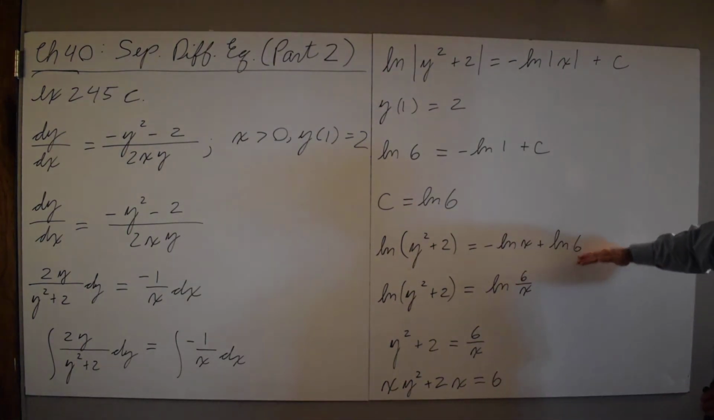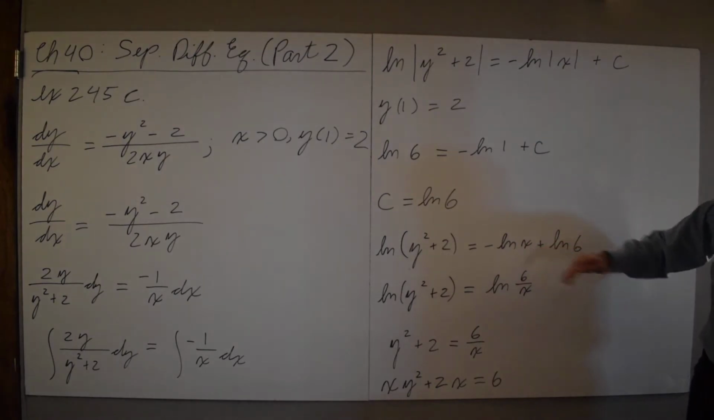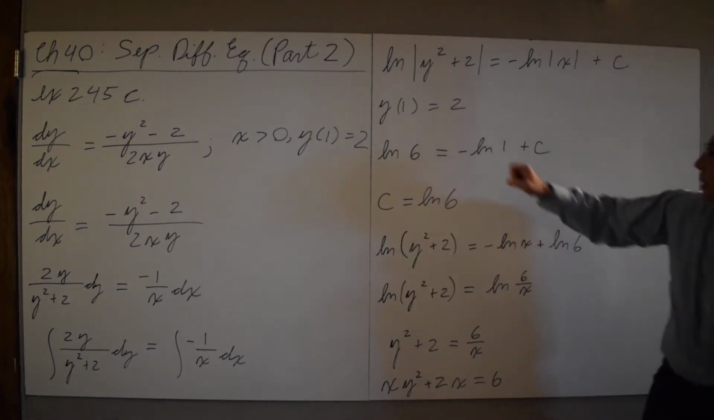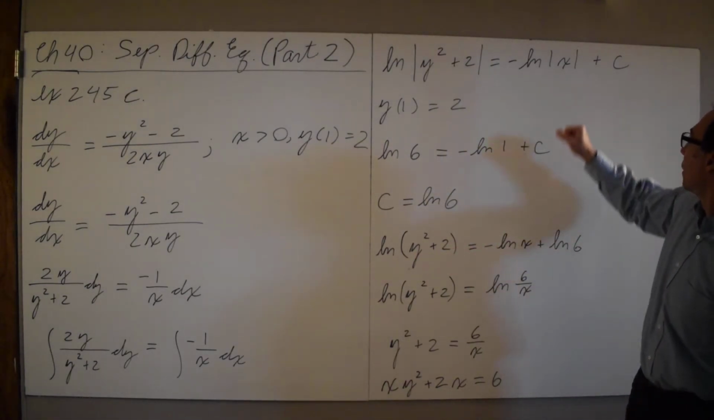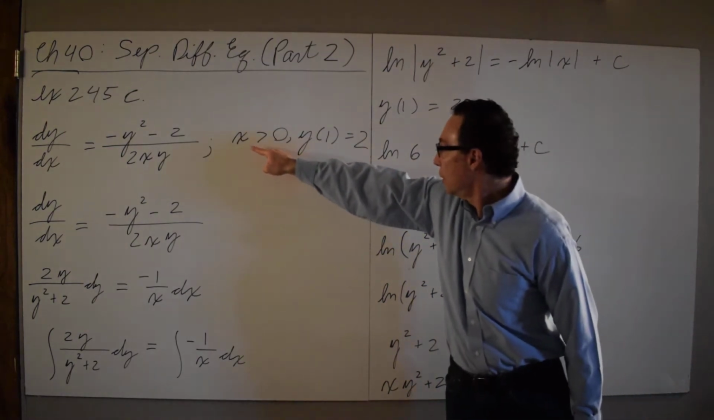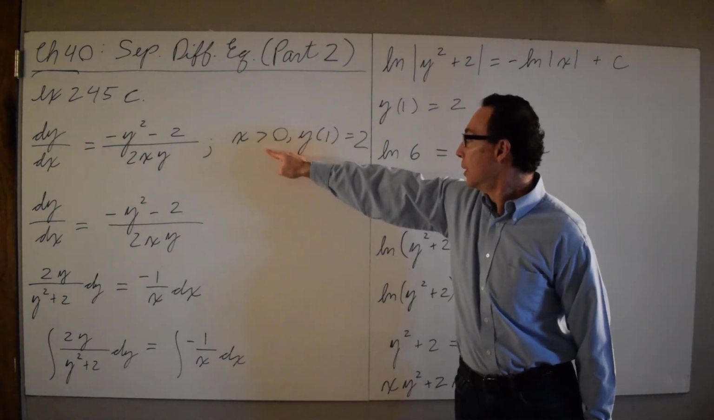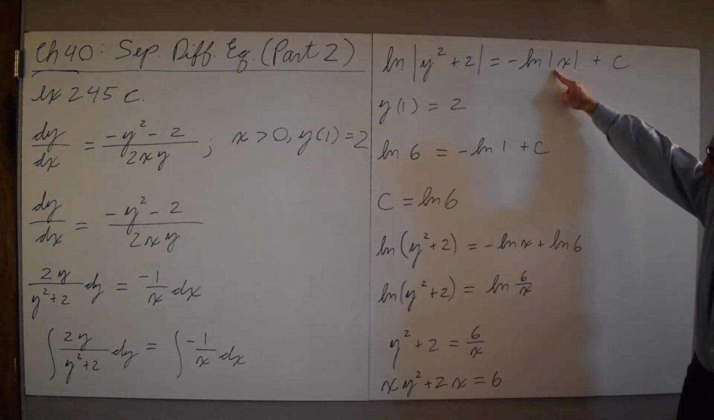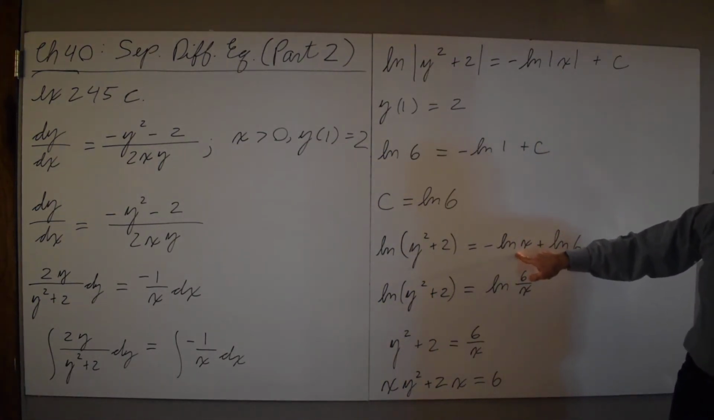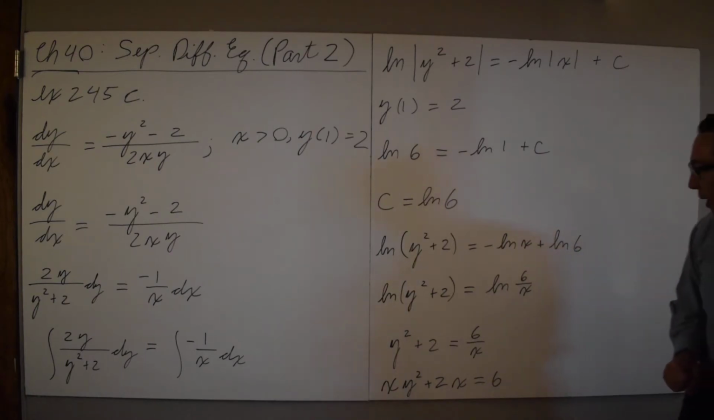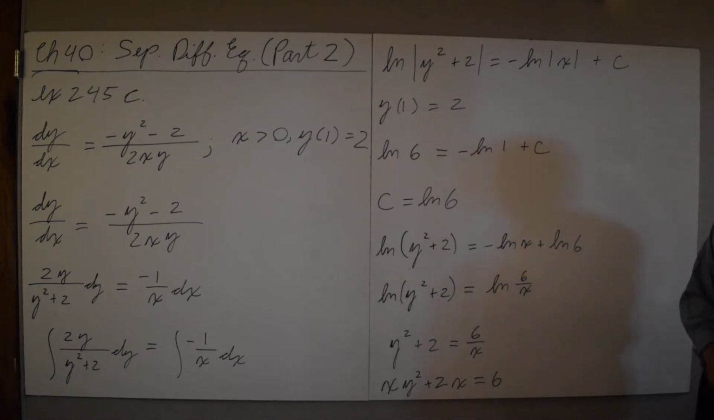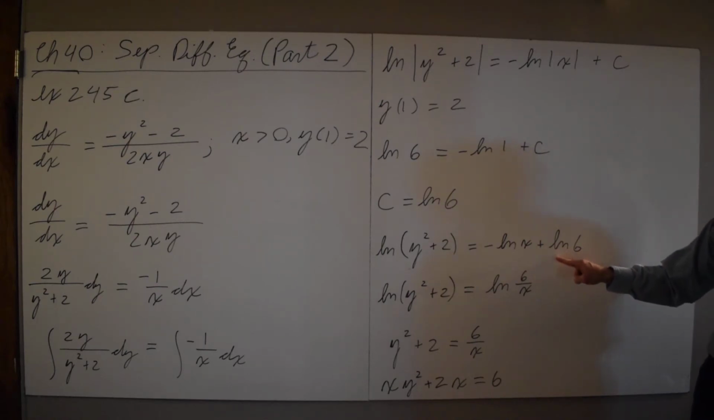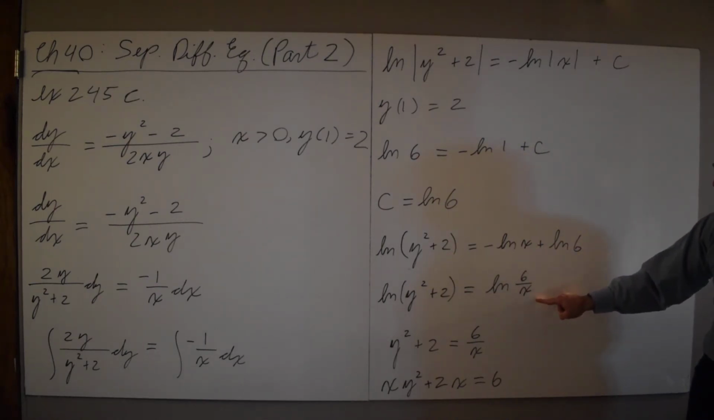Now on this step, I've rewritten this equation here, leaving the absolute values out. Why? Because the absolute value of y squared plus 2 is y squared plus 2, and for x, one of our initial conditions is that x is strictly greater than 0. Since x is strictly greater than 0, the absolute value is redundant, so I took that out here. So now we have our equation, natural log of y squared plus 2 is equal to negative 1 natural log of x plus natural log of 6. By the properties of natural log, this is natural log of 6 divided by x.